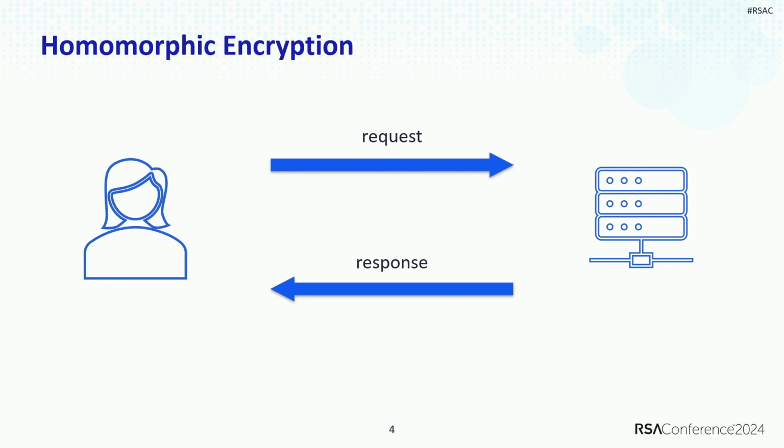The simplest way we can inject privacy is to just encrypt the request. Now the server can't see it.